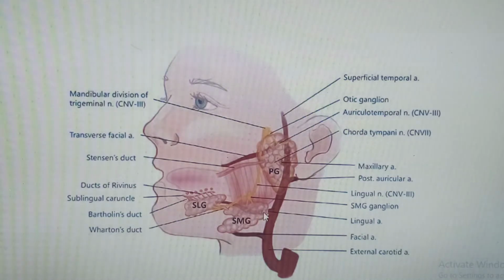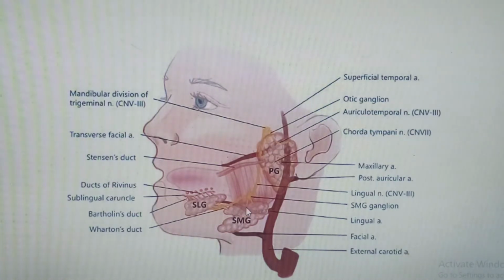This lingual artery will give a sublingual branch to supply the submandibular gland. That's one thing you have to know. There's also a branch called the facial artery, and this facial artery will also give a submental branch to supply the submandibular gland. But whether it is the facial artery giving a submental branch or the lingual artery giving a sublingual branch, both are branches of the external carotid artery.